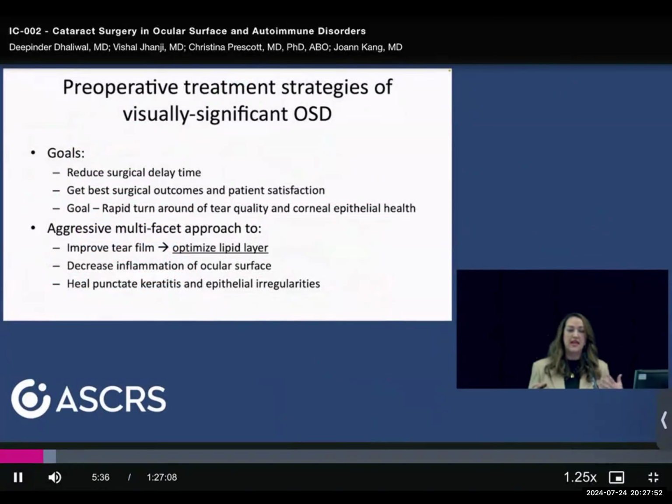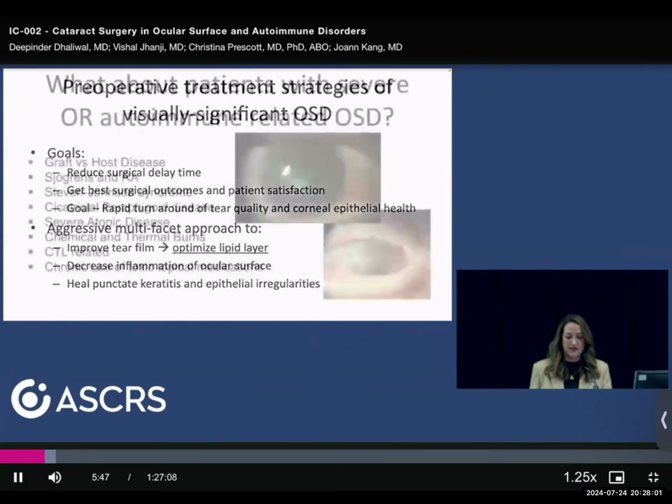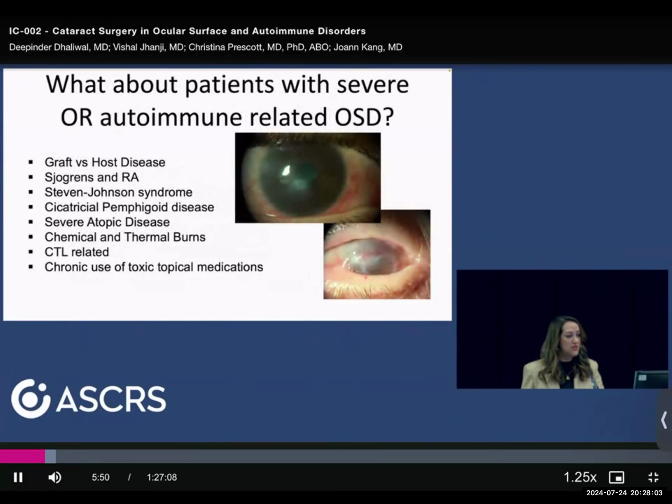This often requires an aggressive, multifaceted approach: optimizing the lipid layer, treating lid margin disease, decreasing inflammation, and healing the ocular surface epithelial irregularities. Now, what about patients with very severe or autoimmune-related ocular surface disease? These are not your run-of-the-mill dry eye patients anymore.